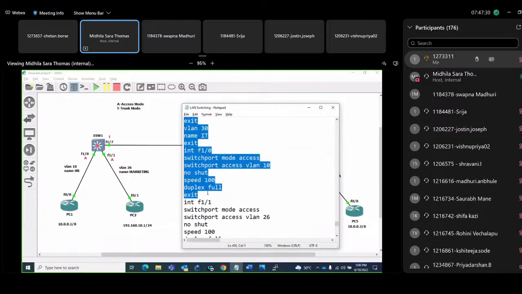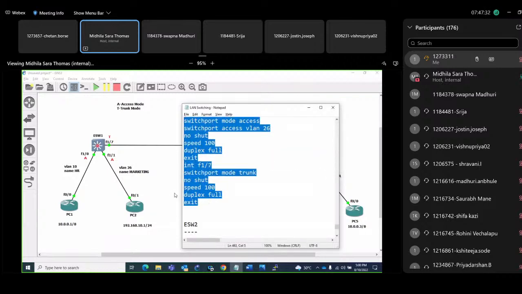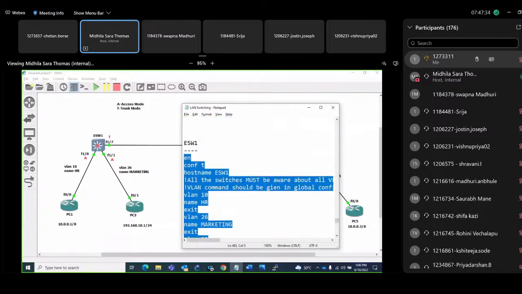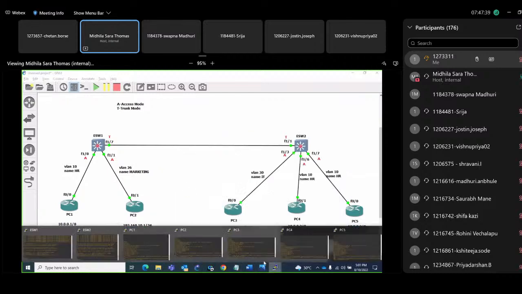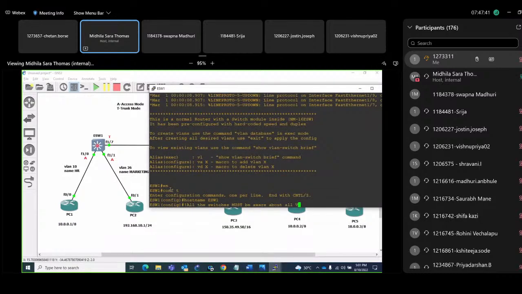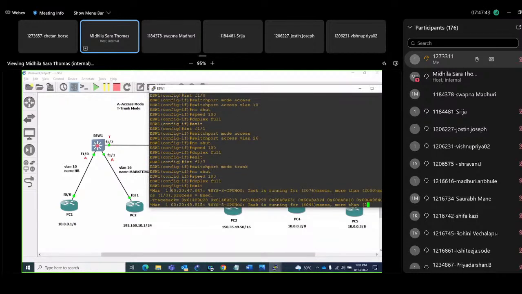Tell me, isn't it easy? I don't know how you feel, but I still feel it's easy. Let me paste it in ESW1. See how beautiful it is.